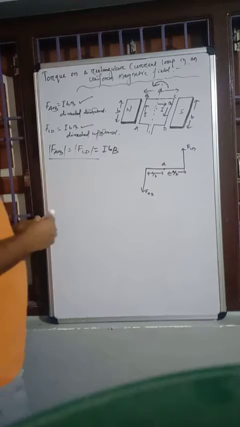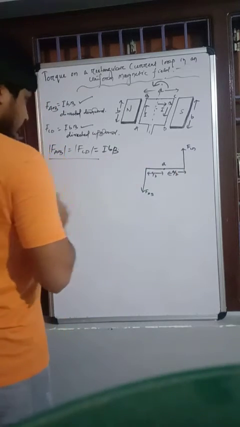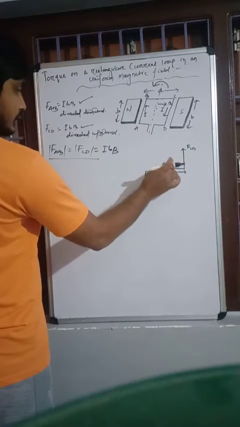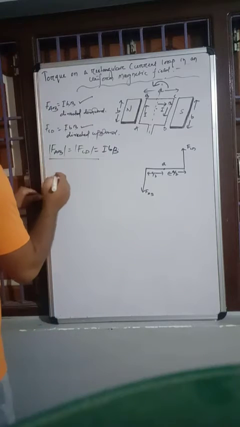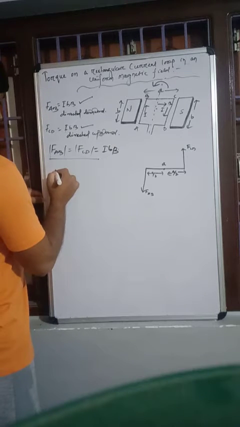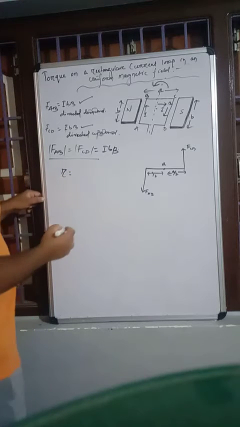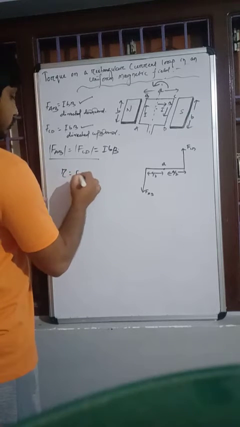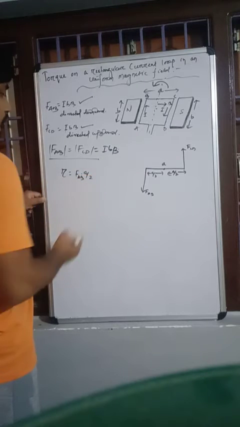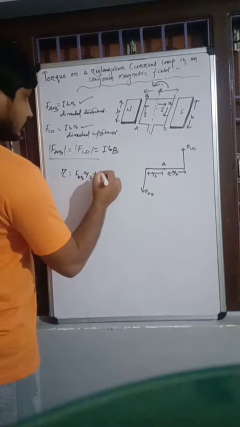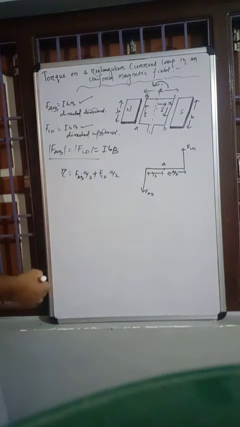From our class 11th we know that the expression for the torque will be what? The magnitude of the force into the distance from the center. Remember that. So here the net torque acting, tau, will be equal to F_AB into a by 2 plus F_CD into a by 2.